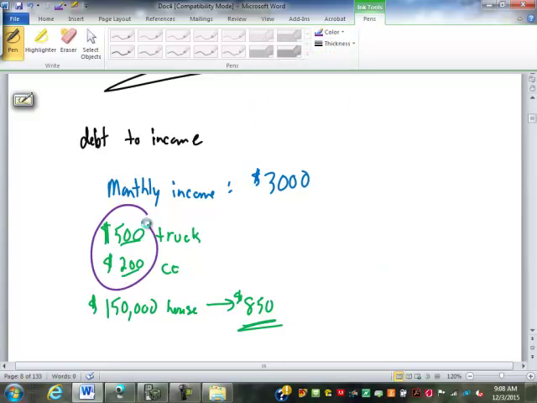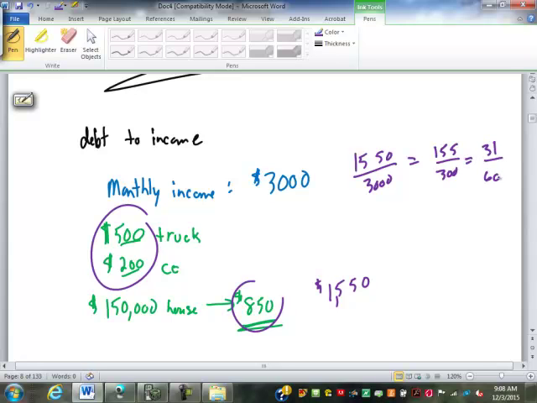So we've got $500, $200, and $850. That adds up to $1,550. So that gives you a debt to income of $1,550 to $3,000. And divide those by 10 to get 155 over 300. Divide by 5 to get 31 over 60.